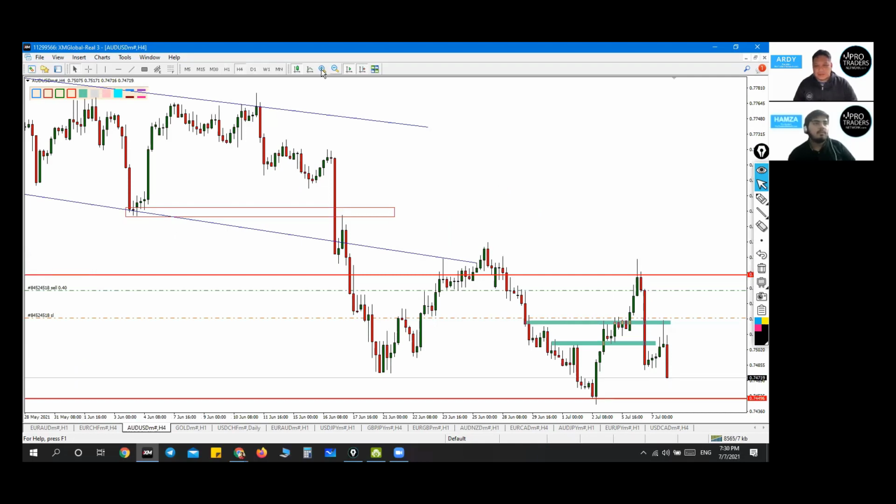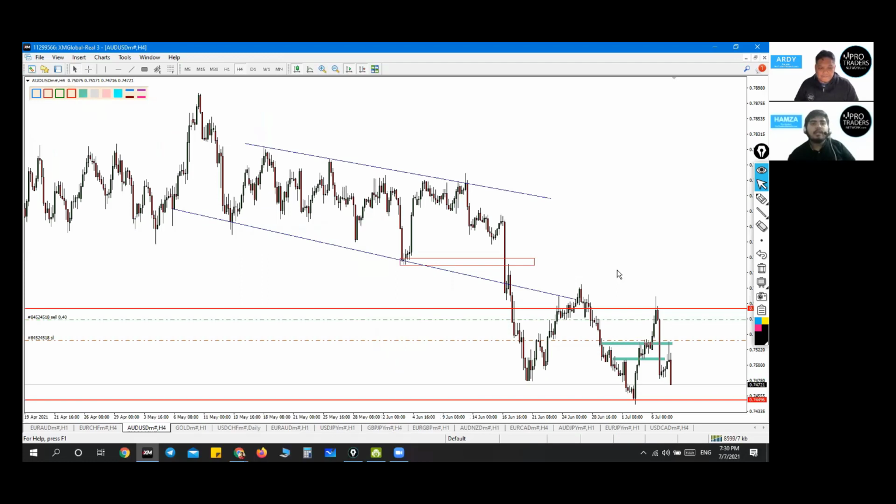So possibly we will retest the lows of 0.74458, right? Yeah, around there. We actually shared this in the community yesterday. I tried this idea in the community so they can also enter short trades here. Right now it is like 90 pips running.